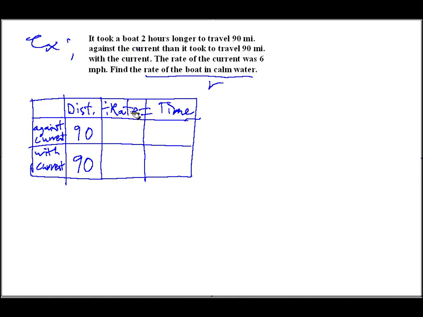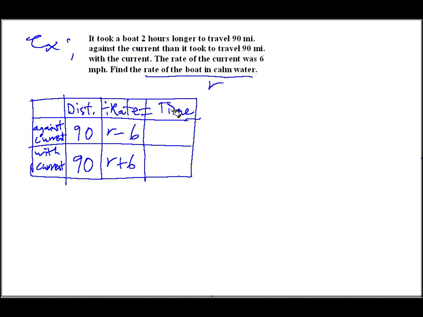What about the rate? What do we know about that? Well, it says the rate of the current is 6 miles per hour. But I don't know what the rate of the boat is in calm water. In fact, that's what we're trying to find out. But again, we're saying that's R. Now, if you're going against the current, it's slowing you down. So it's going to be R minus 6. If you're going with the current, it's helping you out. So your speed is going to be R plus 6. Make sure we see that.